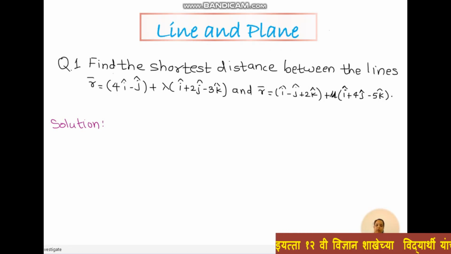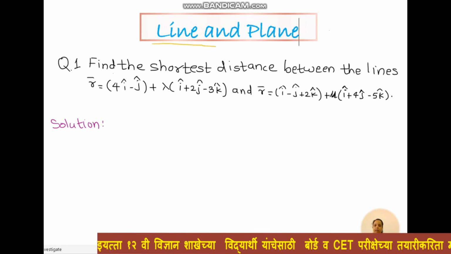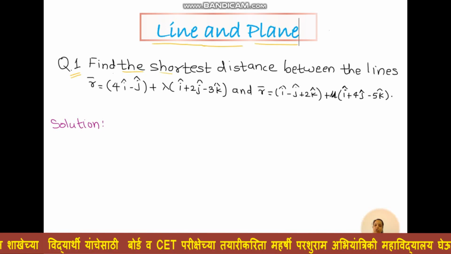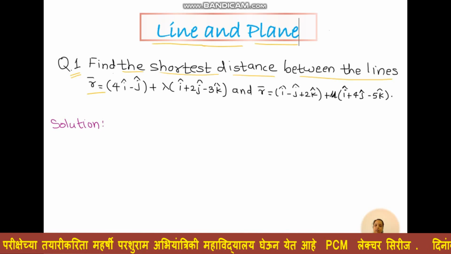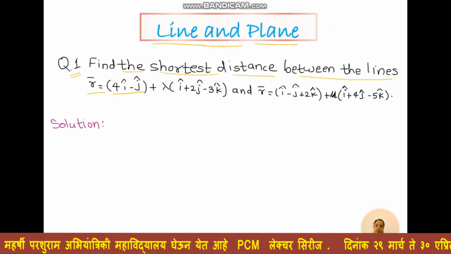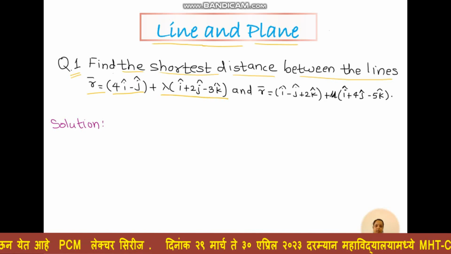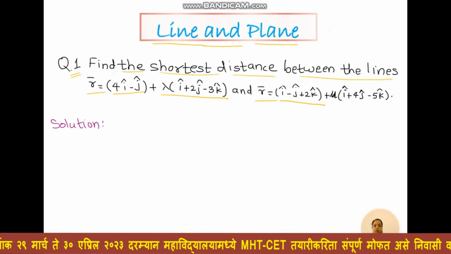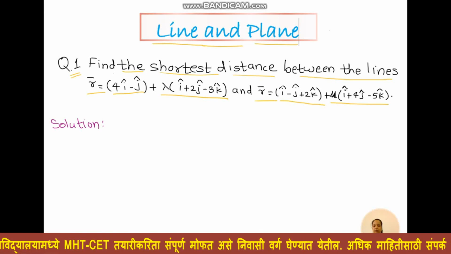Hello everyone. In this video, we discuss some problems from topic line and length. Very first problem, find the shortest distance between the lines r bar is equal to 4i minus j plus lambda into i plus 2j minus 3k and r bar is equal to i minus j plus 2k plus mu into i plus 4j minus 5k.